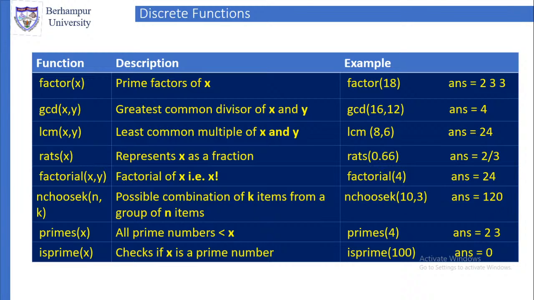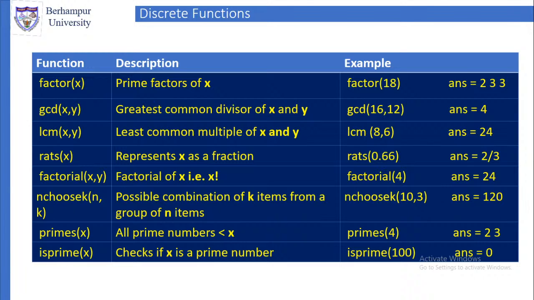Discrete functions are like factor x. This is the prime factors of x. So if I take factor of 18, 18 has factors 2, 3, 3. 2 into 3 into 3 is 18. 2 is a prime number, 3 is a prime number. So factor finds out the prime factors of x. GCD of x, y finds the greatest common divisor. As you know, GCD stands for greatest common divisor. So you take x, y, here we are taking 16, 12, answer will be 4. LCM of x, y, least common multiple of x, y. So 8, 6, answer will be 24.